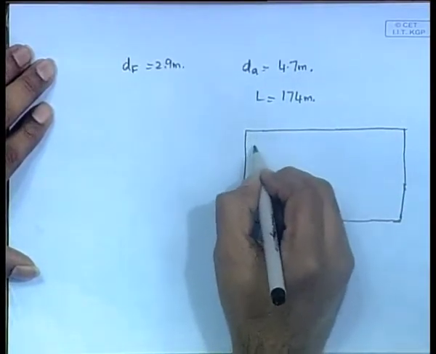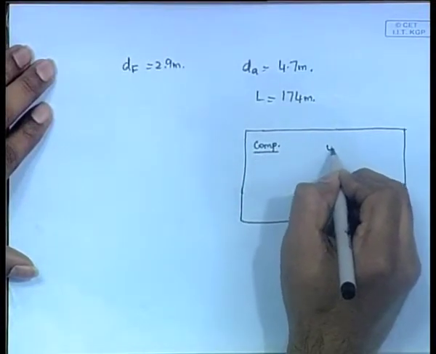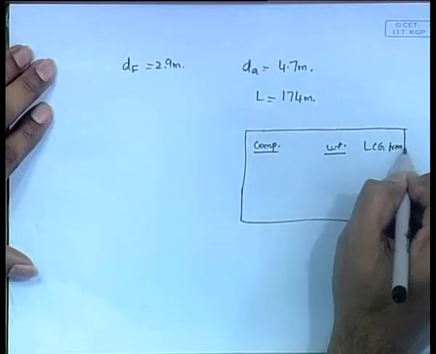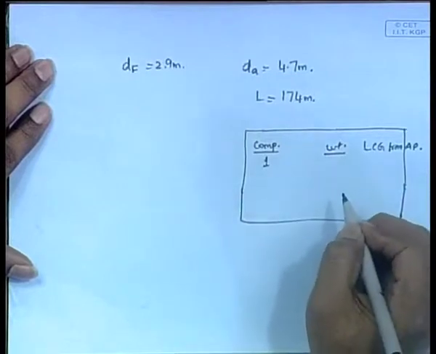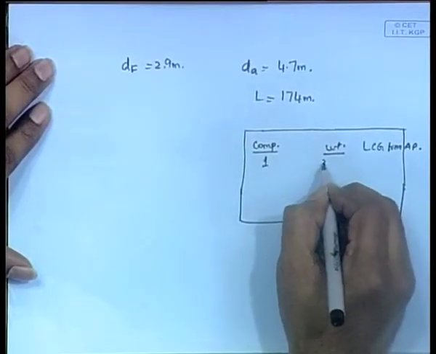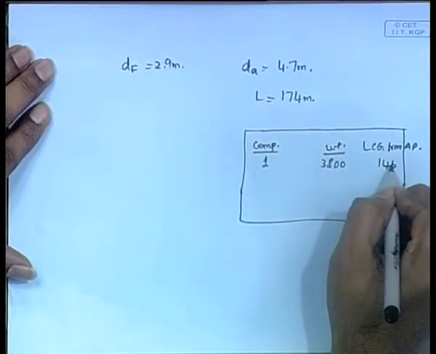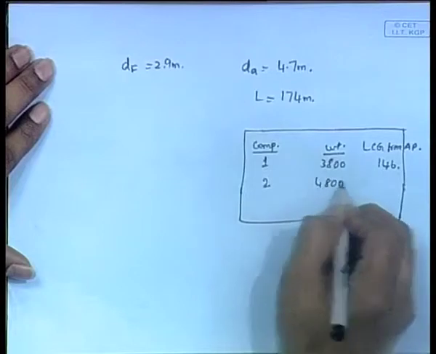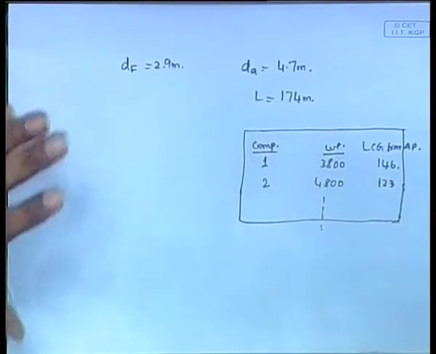Like this. So this is in your compartment 1, you are adding 3800 tons. And its distance from the aft perpendicular is 146 meters. So like this, you keep adding. Like this, okay. So this you are told.